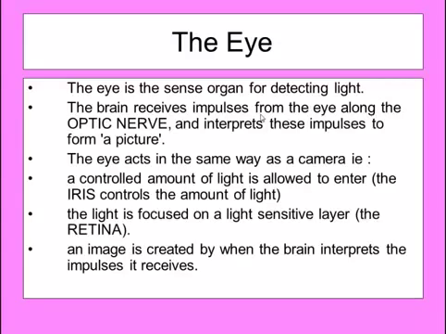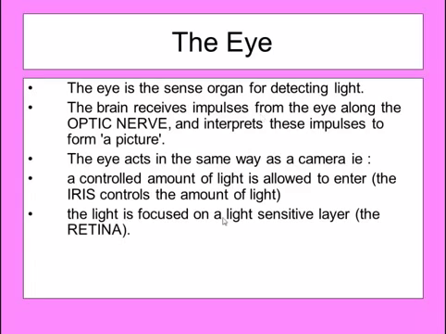So our eye acts in a very similar way to a camera. It allows a controlled amount of light to enter the eye, using the iris as our effector in this case. It has a light-sensitive layer and focuses light onto that light-sensitive layer. You can think of the retina as being very similar in function to the light-sensitive cells at the back of a digital camera. So let's think about the exact parts of the eye.